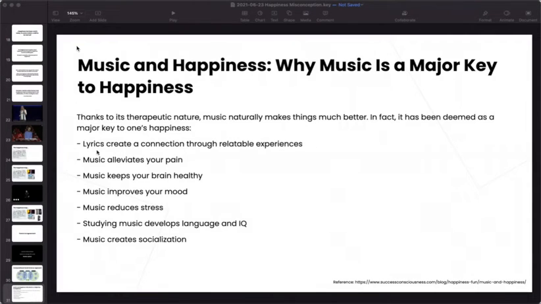The first thing is that lyrics affect people. Lyrics can be used to create nostalgia. They can be used to create a sense of feeling that under normal conditions would not be that easy to create unless you had a tune in your ear or something that you can relate to. So music alleviates pain, keeps our brain healthy and improves our mood, and all the characteristics that have been found through research. Those who are interested can go read this report afterwards.